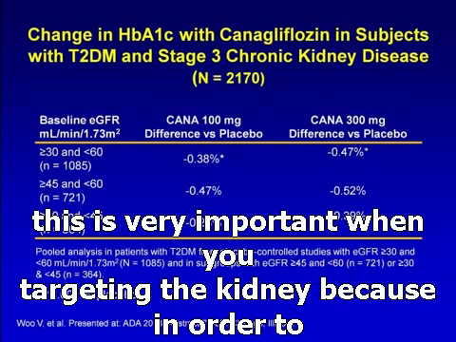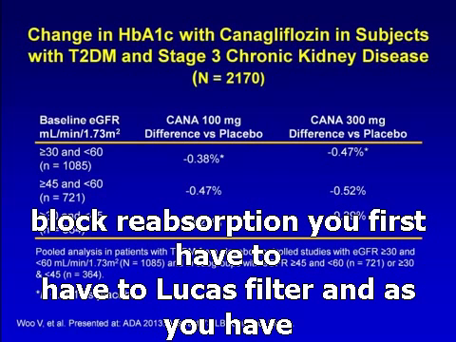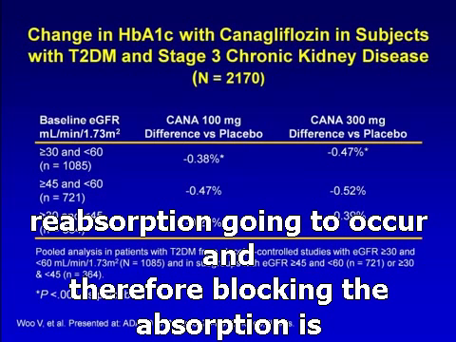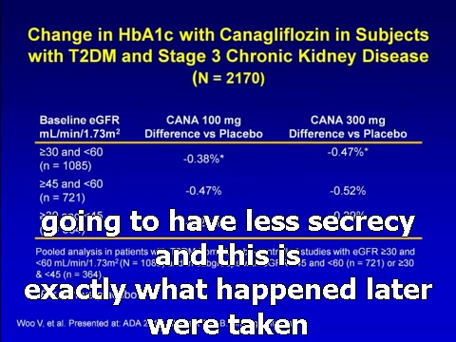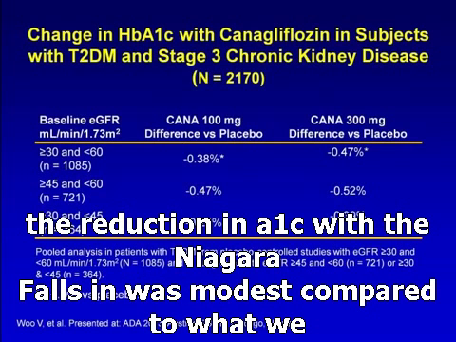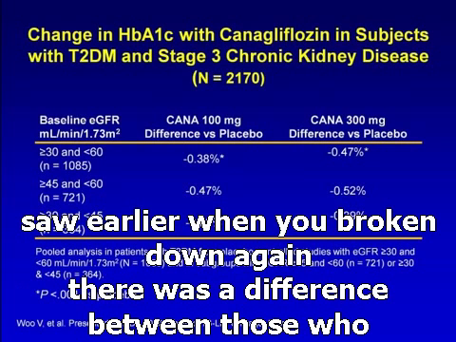Next slide shows the change in A1C in a subset of patients who have stage 3 chronic kidney disease. This is very important when you're targeting the kidney because when you block reabsorption, you first have to have the glucose filtered. And as your kidney disease advances, there's less and less filtration, so there's less reabsorption going to occur, and therefore blocking reabsorption is going to have less efficacy. And this is exactly what happened. Data were taken from patients who had a GFR of 30 to 60, and the reduction in A1C with canagliflozin was modest compared to what we saw earlier.